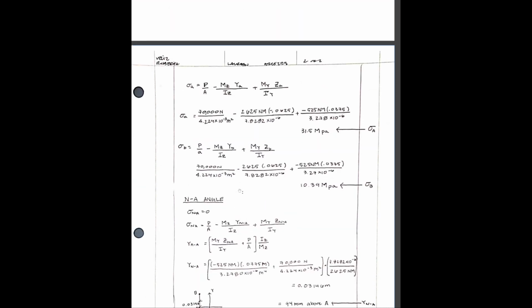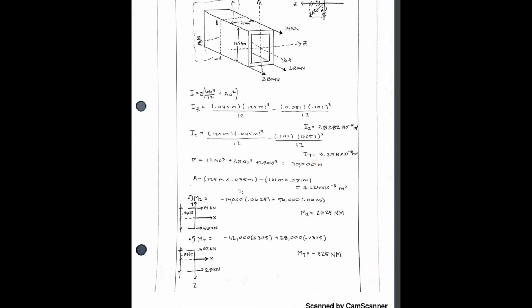Hope that was helpful, and I hope I didn't take too long rambling on, but I feel like this problem is important to understand where the signs come from and how to get the moments, how to know what to do with axial loadings, and it's a good practice problem.